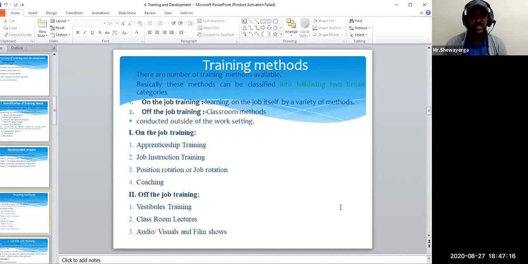So next we'll see training methods. Majorly there are two types of training: on-job training and off-job training. On-job training is learning on the job itself by a variety of methods. Off-job training is out of the job. Then we'll see some methods in the case of on-job training and the case of off-job training.